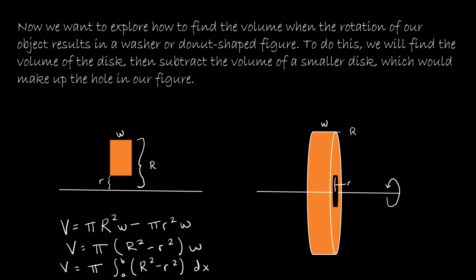dx. So just as I did before when I made some changes, I want you to notice that I am squaring big R and I am squaring little r. So big R squared minus little r squared is not the same thing as big R minus little r, squared. Those are not equal. We want to find the big volume and subtract the little volume. So this is not what we're doing in this video.